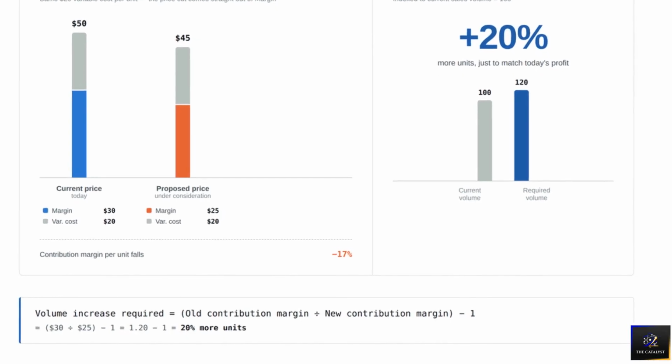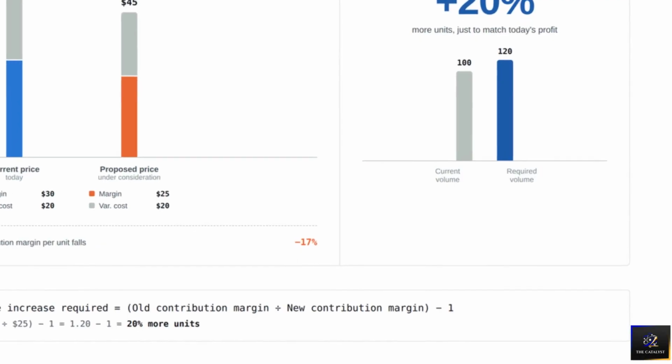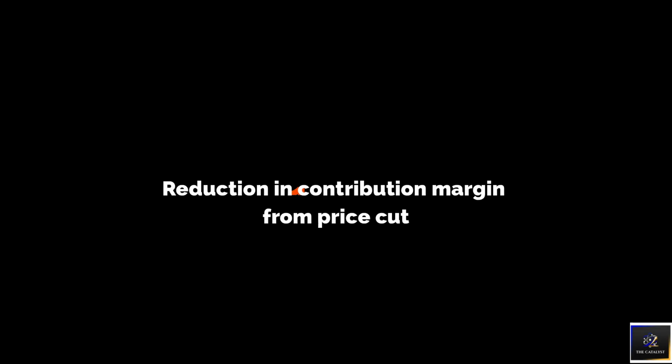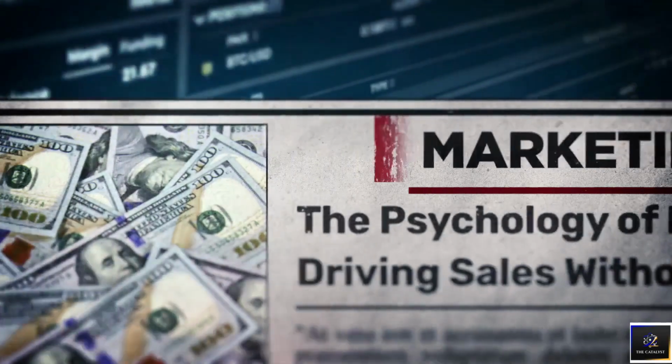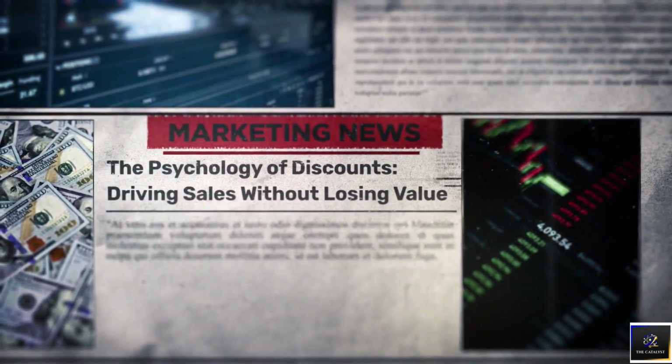If you are considering lowering your price to increase volume, the break-even analysis shows you exactly how much additional volume you need to maintain the same total profit. Reducing a product's price from $50 to $45 reduces the contribution margin from $30 to $25. A 17% reduction in contribution margin, which means you need to sell 17% more units just to maintain the same profitability. This calculation should be done before any pricing decision, not after.